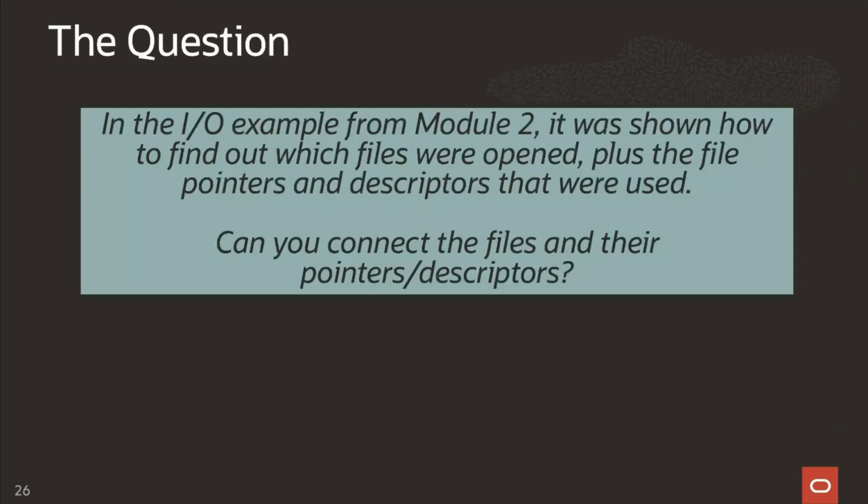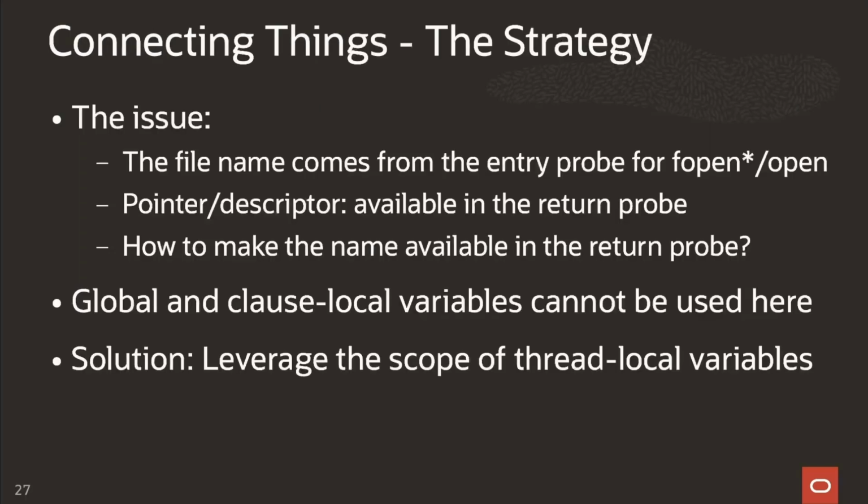Another question. In the IO example from module 2, we were showing which files were opened and the file pointers and the descriptors, but we didn't connect them. The question is, can you connect the files and their pointers and descriptors? What was the issue in module 2? Well, we can get the file name, that's in arg0 in the entry probe. We can get the pointer or the descriptor, that's available in the return probe in arg1, but we cannot transfer the file name from the entry probe to the return probe.